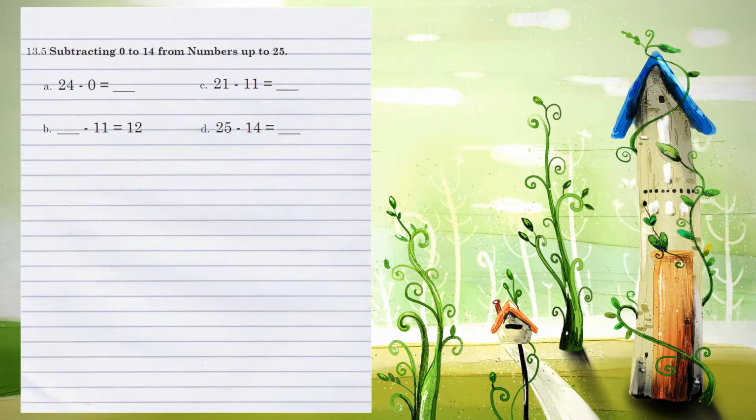Example A. 24 minus 0. I'm not taking anything away from 24. That means I'm going to have an answer of 24. Example B. What number minus 11 equals 12? Let's work backwards and add. 2 in our answer plus the 1 is 3. 1 in our answer plus the 1 is 2. So we started with 23.